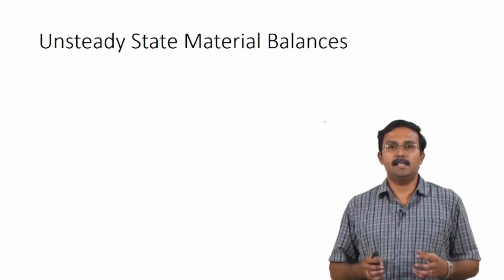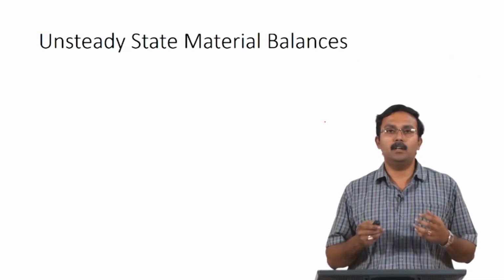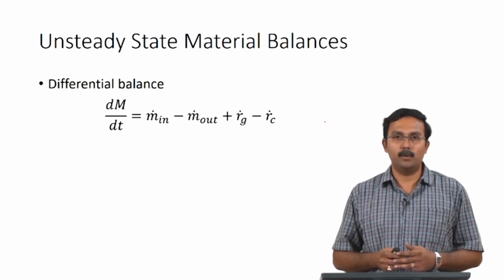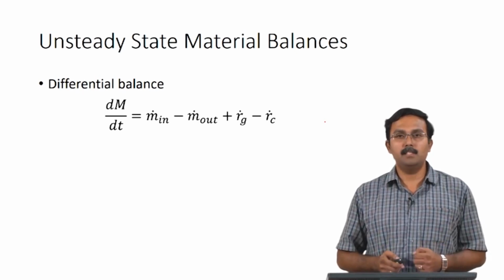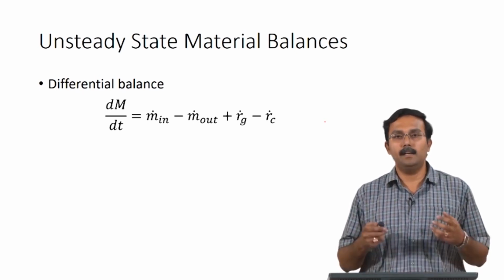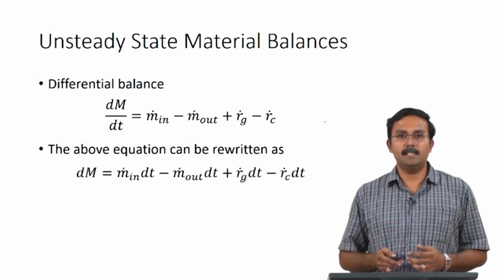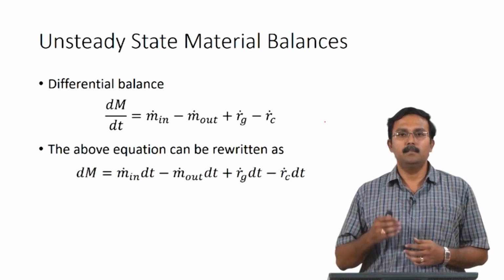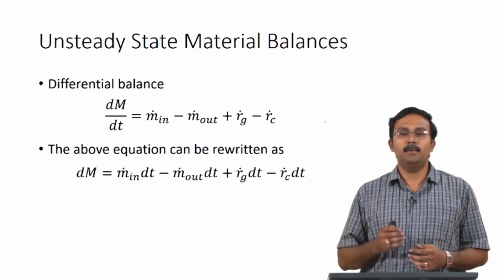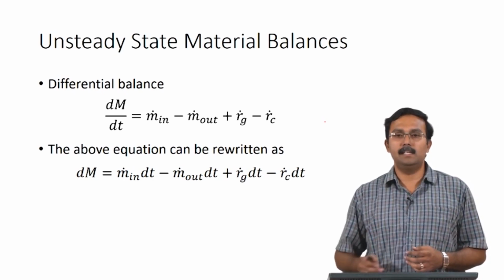In the previous example, we looked at how to write the differential balance for an unsteady state process. So, this was the differential balance which we wrote. To solve this differential balance, we would have to rearrange this equation and integrate it. So, the above equation can actually be rewritten as dm equals m dot in dt minus m dot out dt plus r dot g dt minus r dot c dt.